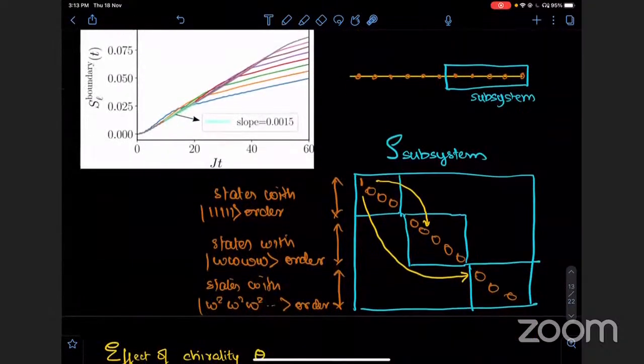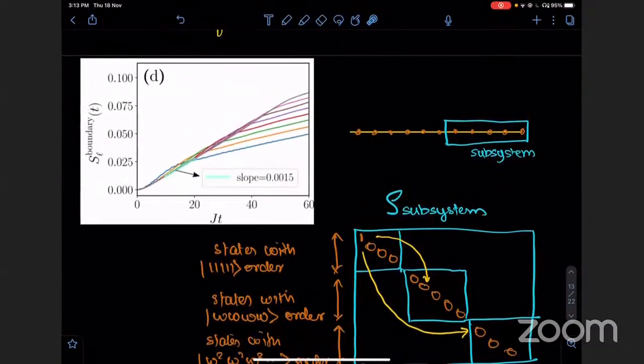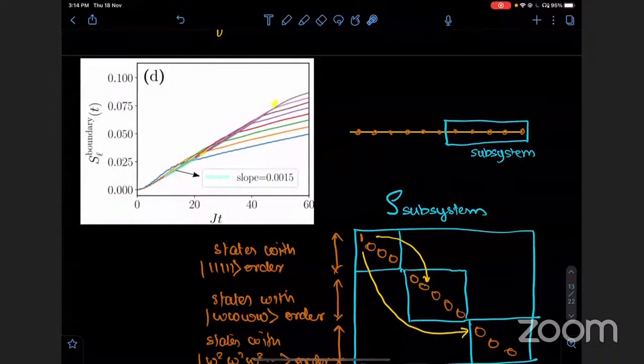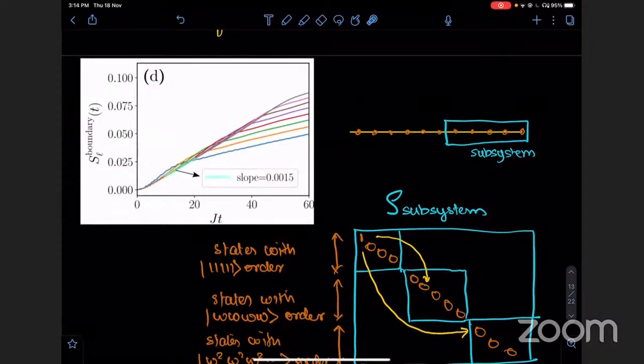So this is the result of a TEBD calculation for subsystems near the boundary. You see that initially there is a linear growth in entanglement, and after the time where we expect it to saturate, you see a subsequent increase in entanglement. Initially, what happens is that new domain walls are entering the subsystem, and the subsystem is of this form.